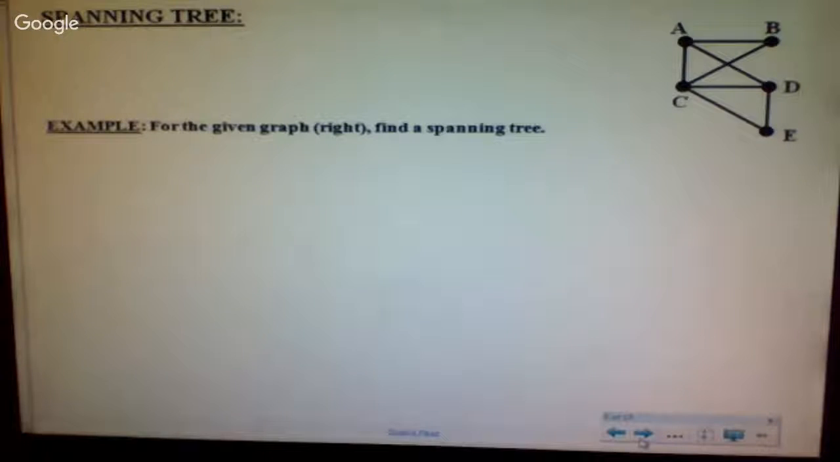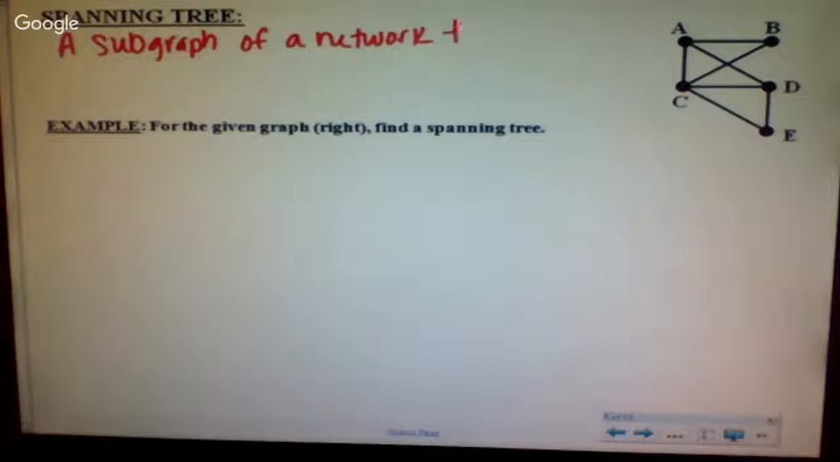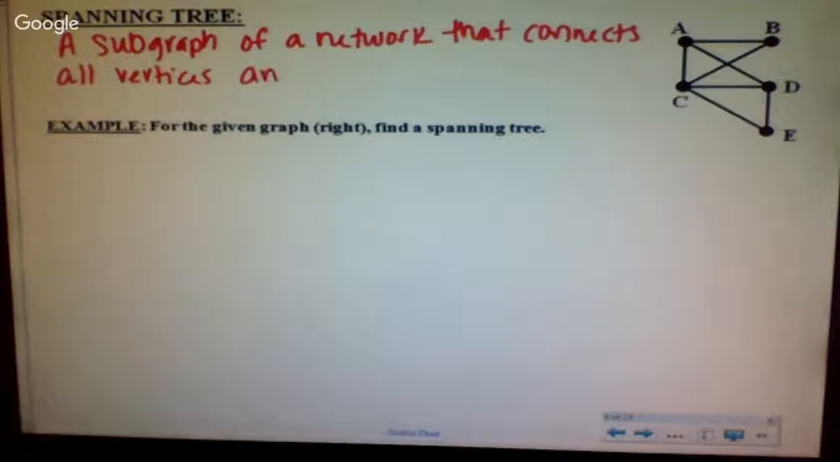Spanning tree. This is a specific type of tree. So, a subgraph of a network that connects all vertices and has no circuits.